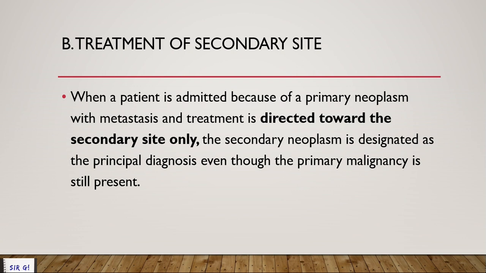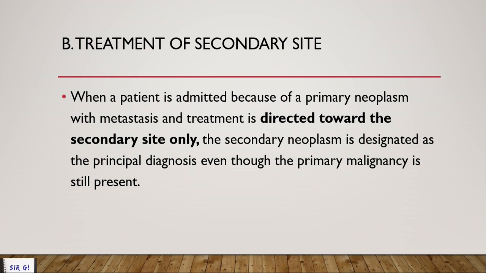Every time you see documentation that there's already a secondary malignancy, you always need to code also for the primary malignancy to fully capture what is happening. Okay, now the problem there is what should be the first listed code. As per the guideline, if the reason for encounter is the secondary site only, you need to code first the secondary site. Remember, because that is the reason for encounter.